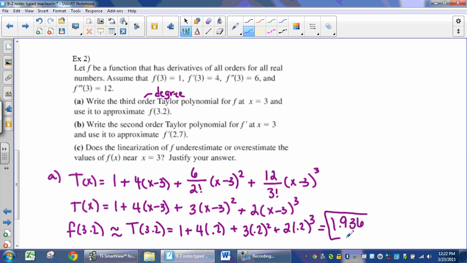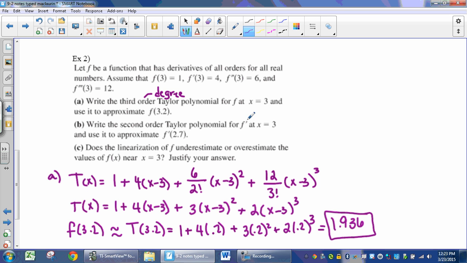1.936. Ta-da! All right, there's my third order Taylor polynomial, and I approximated 3.2. Now write the second order Taylor polynomial for f prime at x equals 3 and use it to approximate f prime of 2.7. Well, what we did in some previous lessons is we said the nice thing about polynomials is their derivatives are so easy to take.